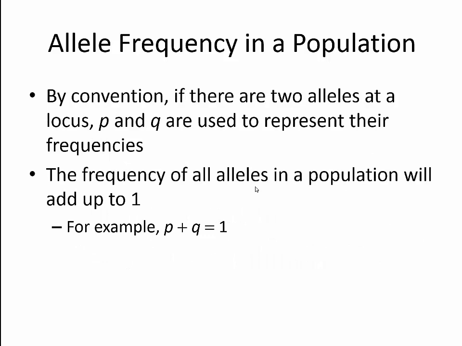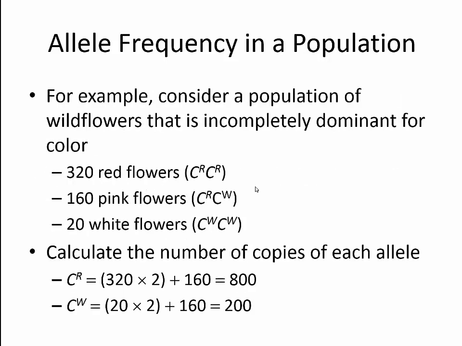By convention, if there are 2 alleles at a locus, we don't use A and B or any other letters. We just use p and q to represent their frequencies. The frequencies of all alleles in a population will all add up to 1, right? So for example, p plus q is going to equal 1.